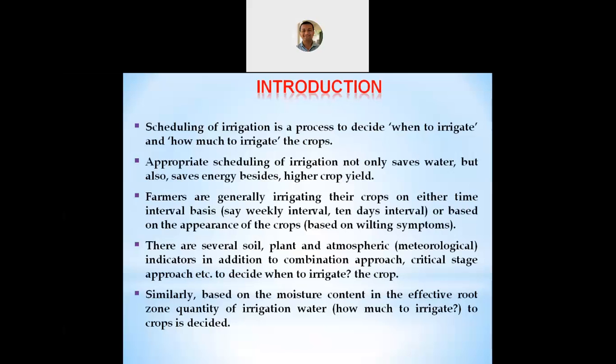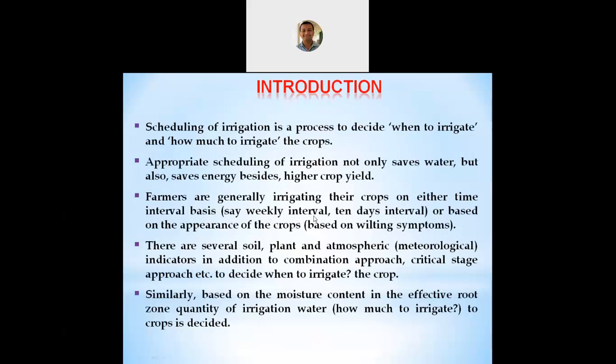In comparison, a clay soil has a higher water holding capacity. That means if we apply a large amount of irrigation to a clay soil, it can hold that amount of water. But if we apply the same amount of irrigation in case of a sandy soil, the majority of the water will be lost. So how much to irrigate is very necessary in order to get a sufficient amount of water savings.